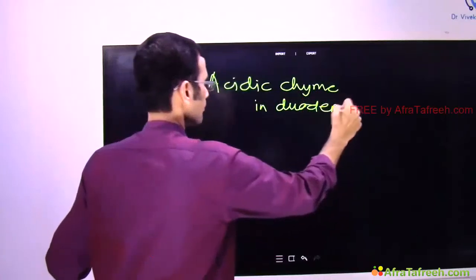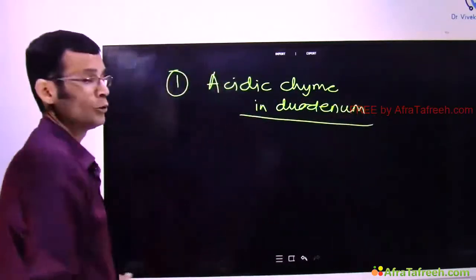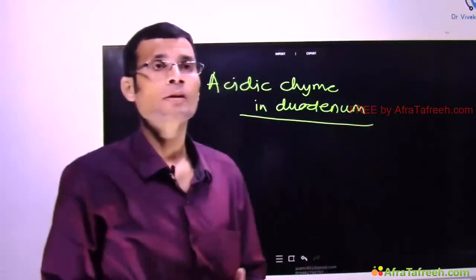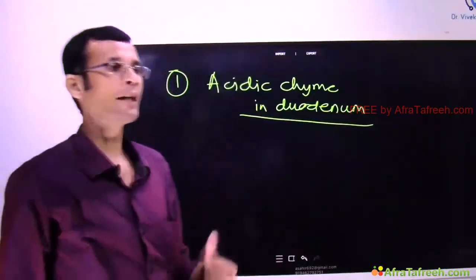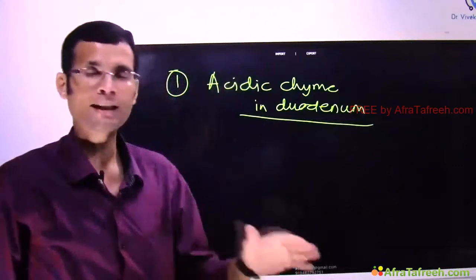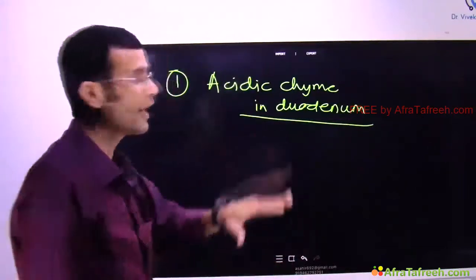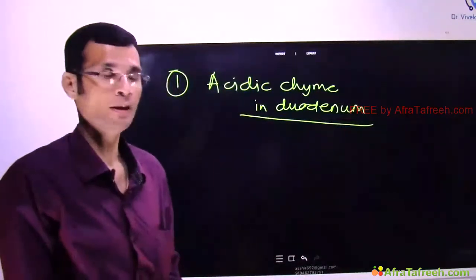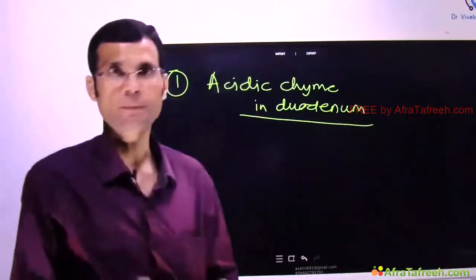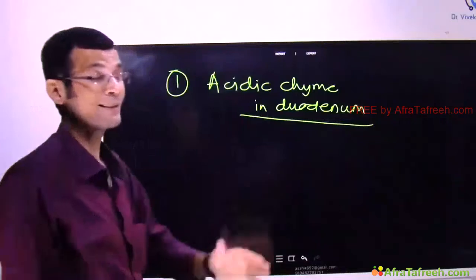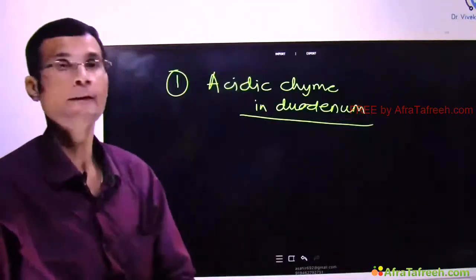Now you know that the duodenum has to have the action of the pancreatic enzymes, and pancreatic enzymes need an alkaline pH. So if a lot of acidic chyme enters the duodenum, then digestion will be difficult by the pancreatic enzymes. So further gastric emptying has to be prevented.